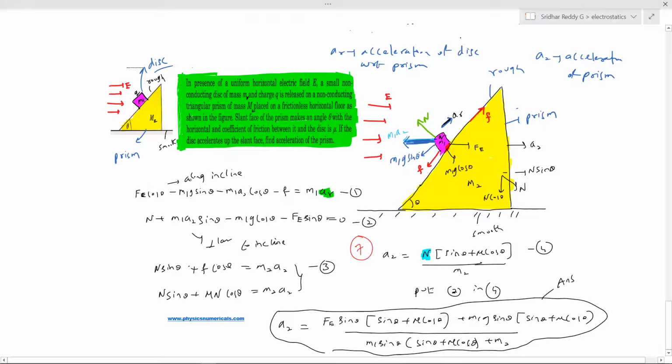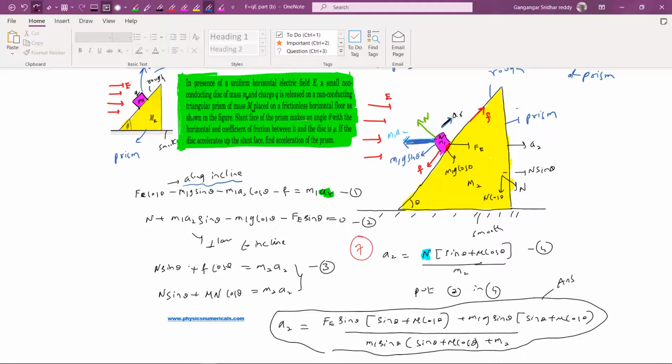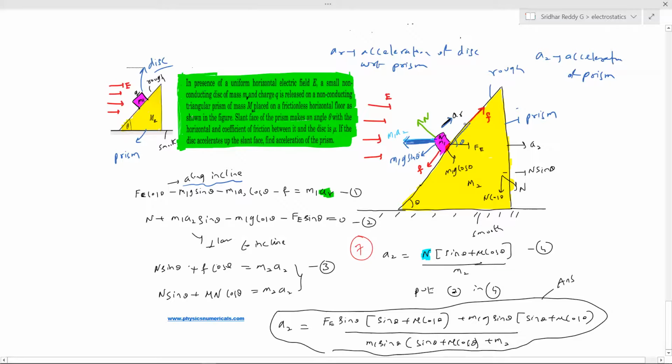Now along the incline, first we'll define the forces. The component of this Fe is Fe cos theta, since I resolve this with angle theta. Now, what are the forces? Fe cos theta, m1g sin theta, and the component of the pseudo force, m1A2 cos theta, along the incline, because the total angle will be theta. So along the incline: Fe cos theta plus m1A2 cos theta minus m1g sin theta minus F equals m1AR. That's one equation.